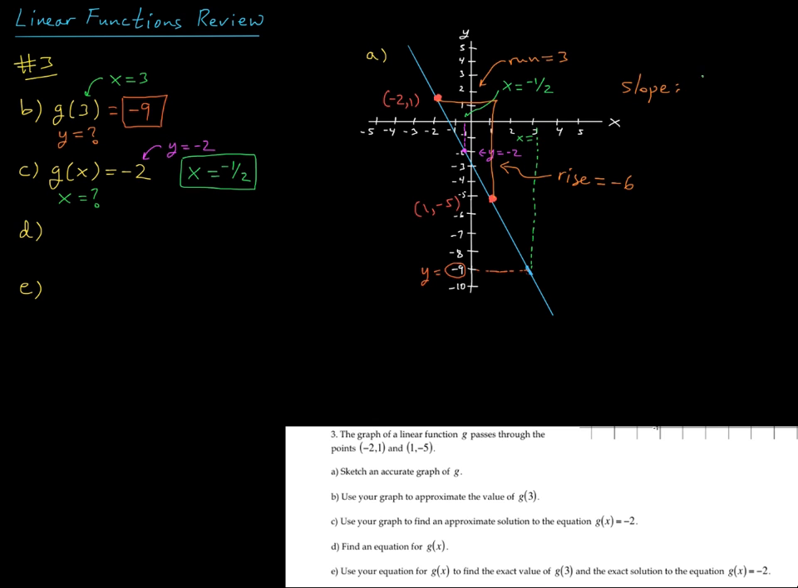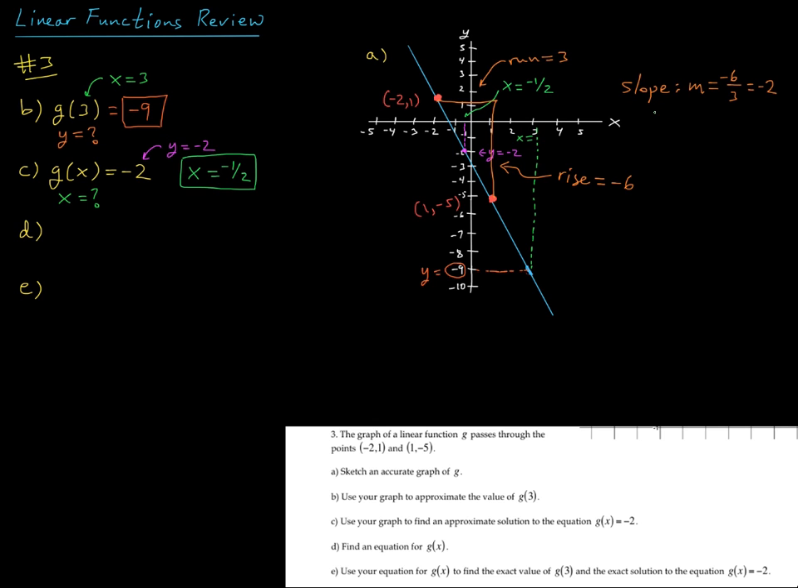Okay, so the slope is -6/3, which simplifies to -2. And then for the y-intercept, well, it appears to be -3 from the picture, but we want to make sure that that's actually the case and not let the picture potentially deceive us.